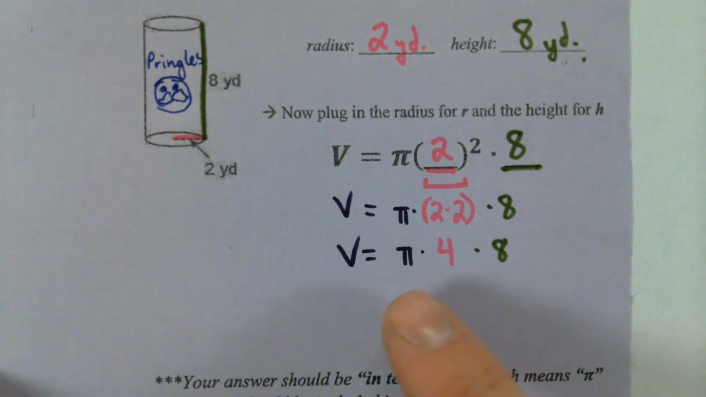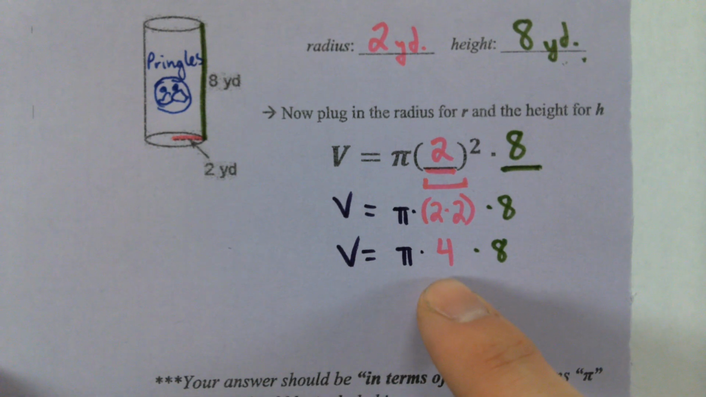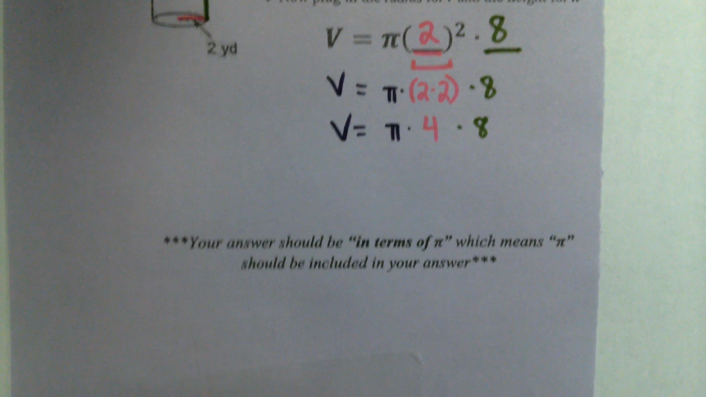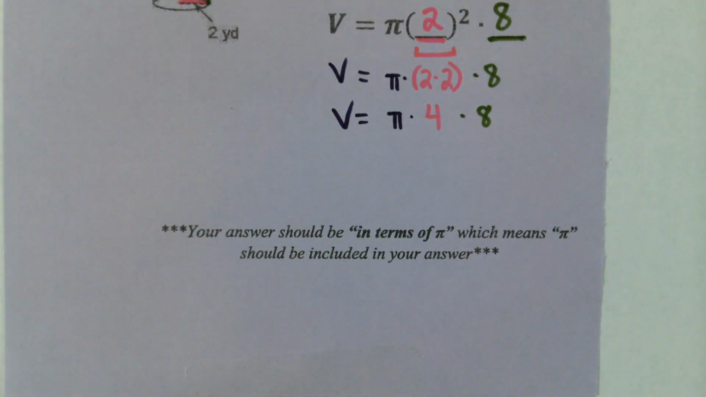So now we've got pi times 4 times 8. Now take a look at this note at the bottom. Can I get a volunteer to read that note out for everybody? Go ahead, Victor. Thank you. Your answer should be in terms of pi, which means pi should be included in your answer.